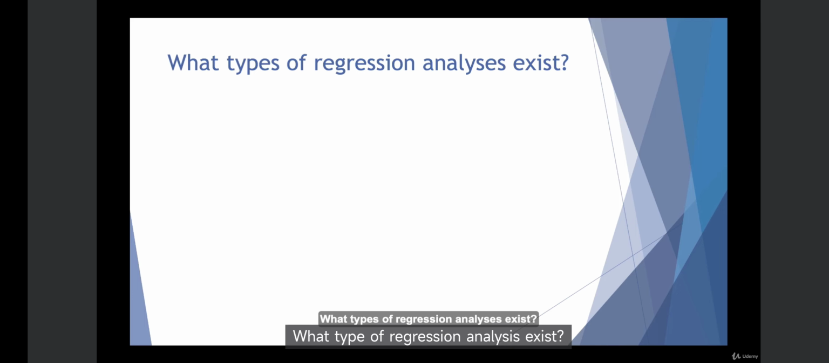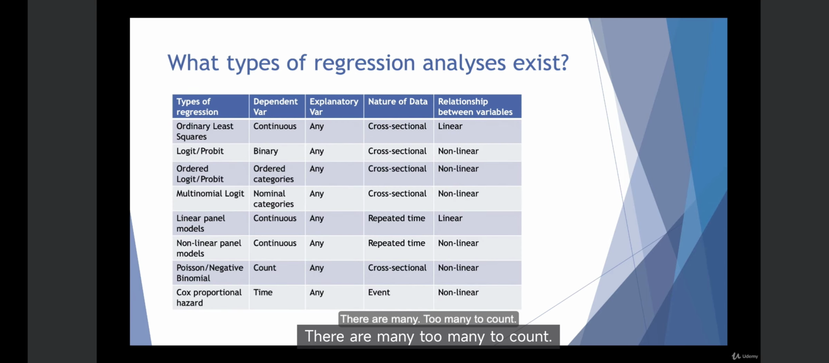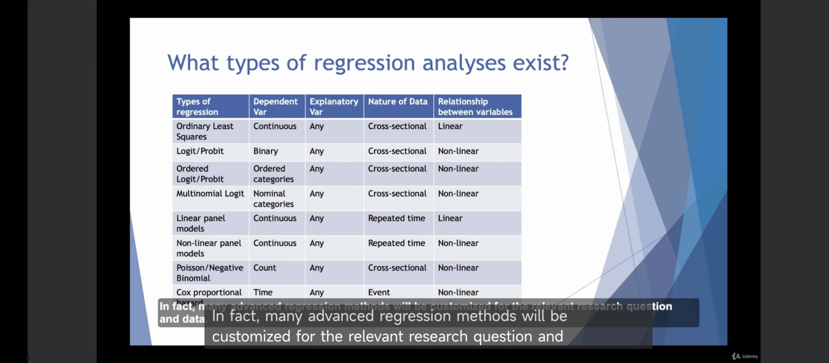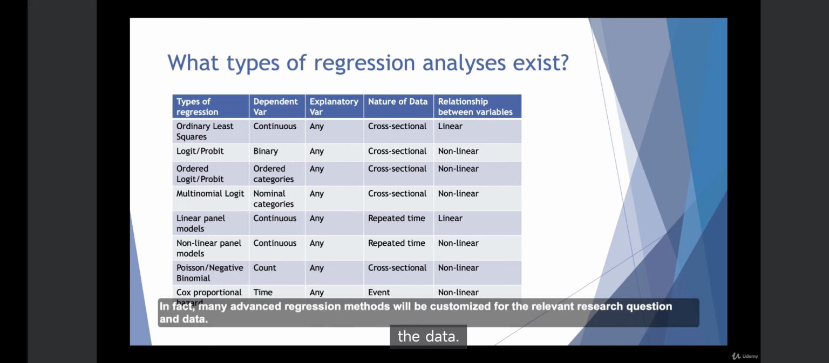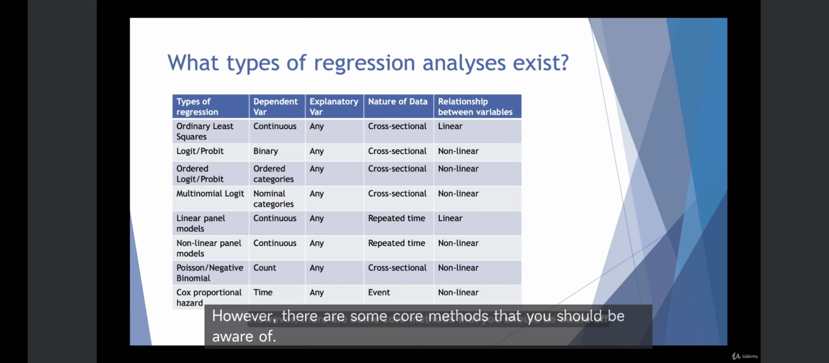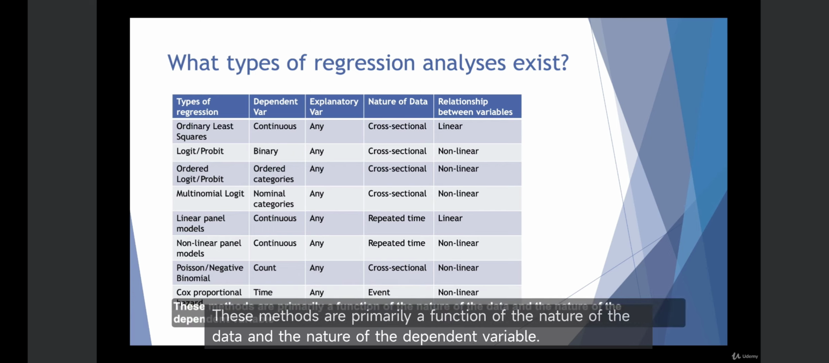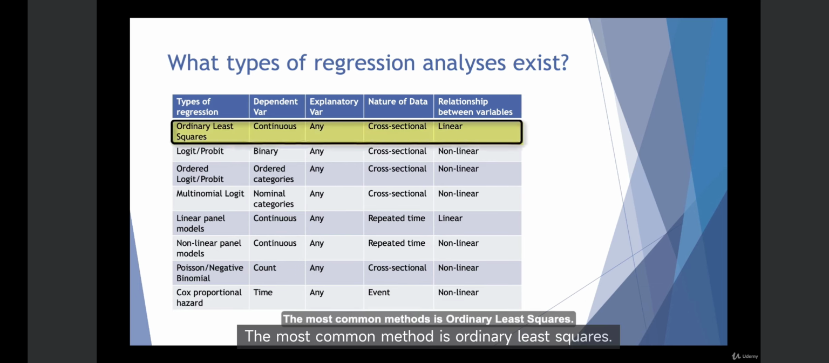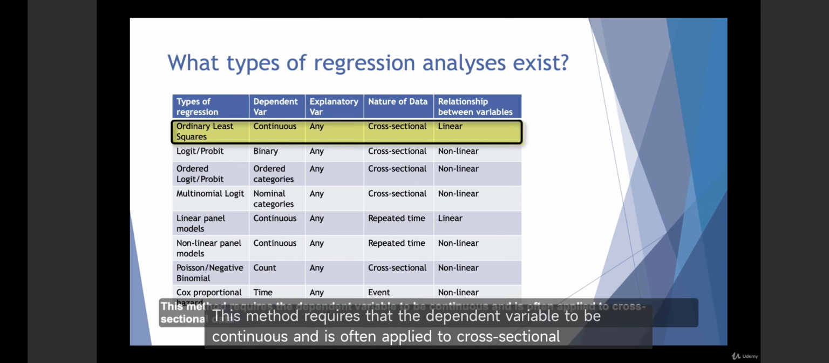What type of regression analyses exist? There are many. Too many to count. In fact, many advanced regression methods will be customized for the relevant research question and the data. However, there are some core methods that you should be aware of. These methods are primarily a function of the nature of the data and the nature of the dependent variable. The most common method is ordinary least squares. This method requires the dependent variable to be continuous and is often applied to cross-sectional data.